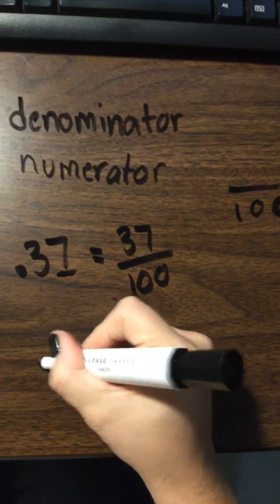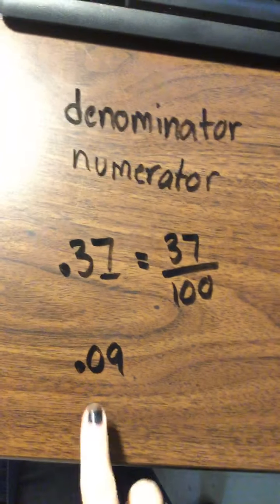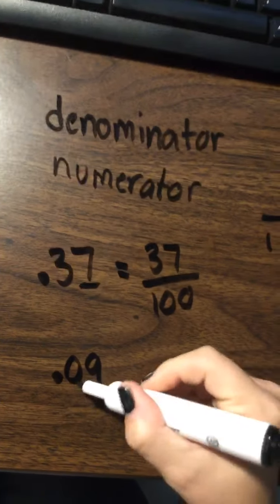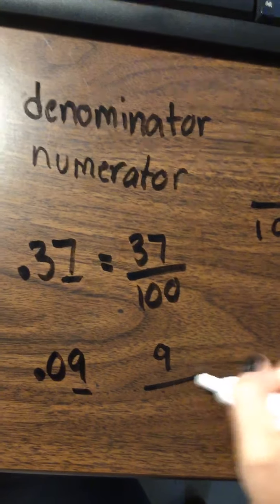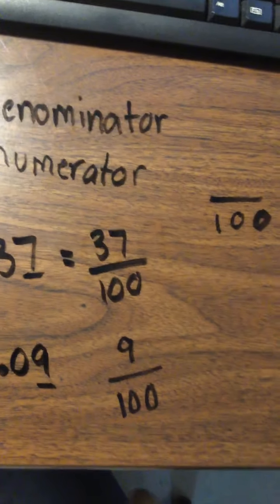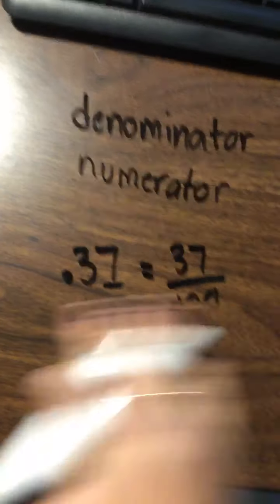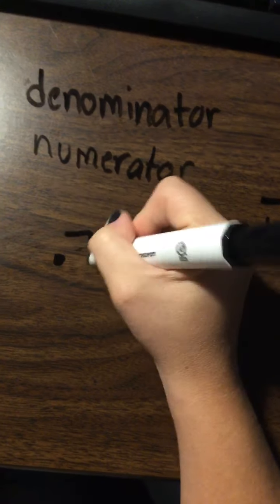Let's try another one. Let's say you have 9. Well, the place value that it ends on is the hundredths, so I would say that is 9 hundredths. So you would do a 9, just like always, over 100, 9 hundredths. Sometimes it's not going to end in the hundredths position, sometimes it will end in the tenths position. So let's do one like that. Let's say it looks like that.